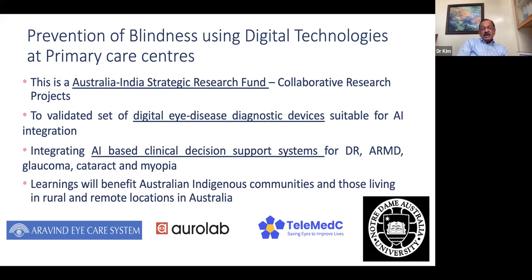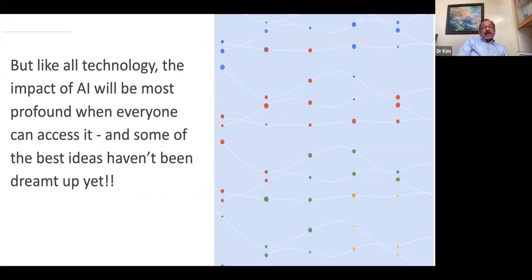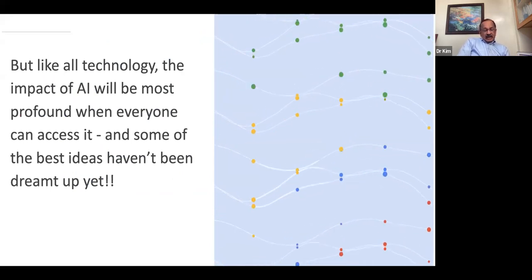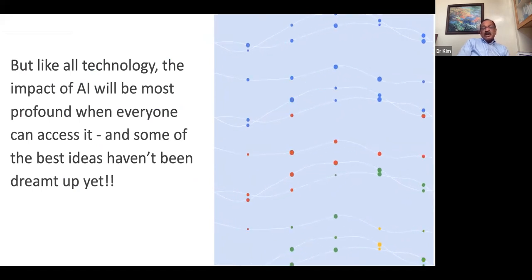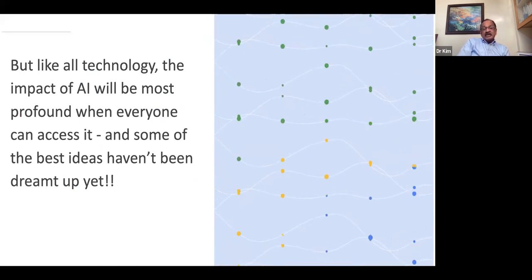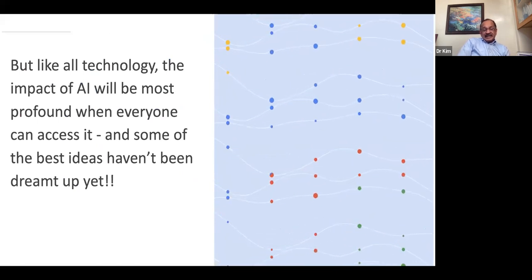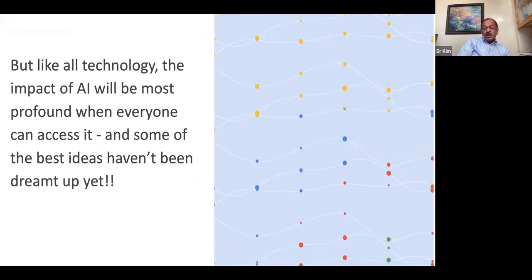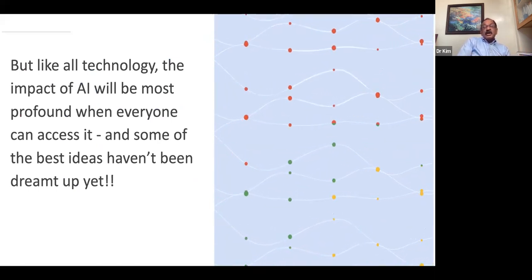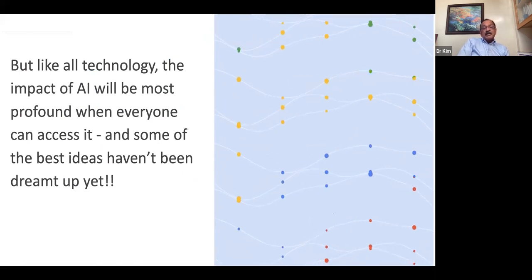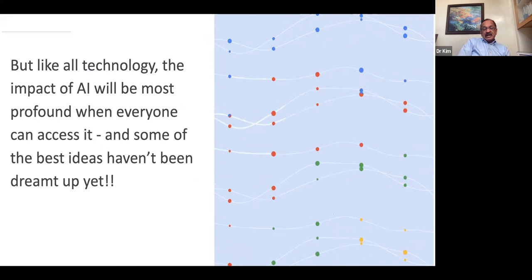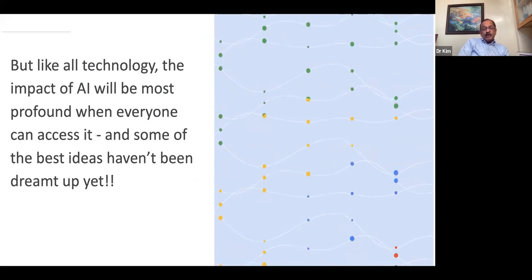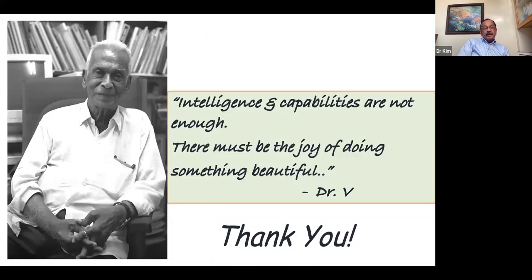This will play a major role for the aborigines and many other communities living in remote areas. But like all technology, the impact of artificial intelligence will be very profound only when it can be accessed by a lot of people. And as they say, there are still many more ideas, and there is no end or limit to the ideas that will come up in future in using artificial intelligence in our day-to-day activity to improve the quality of life of many people.